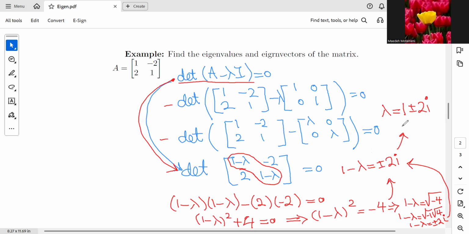These are called eigenvalues. We're going to plug in these numbers. One of them, lambda 1, is 1 plus 2i. The other one, lambda 2, is going to be 1 minus 2i. We're going to plug these numbers in, and for the next one, the same process, in order to find eigenvectors. So let's do these here.